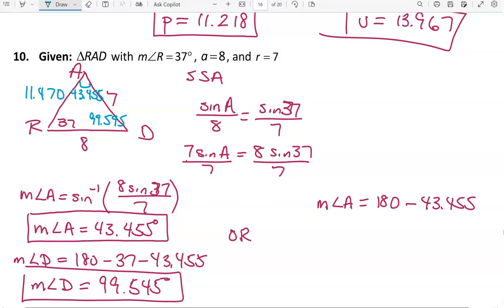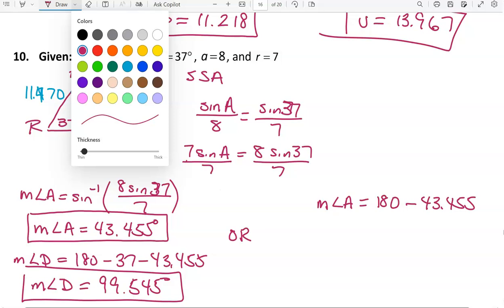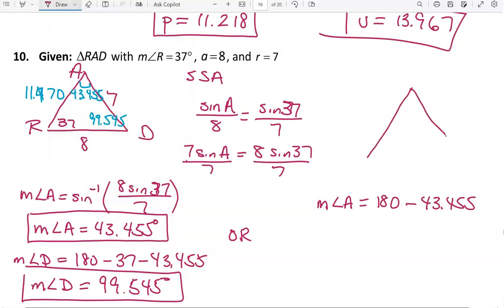and I'm going to investigate to make sure that our largest side, which is the one we just found, is opposite the largest angle, 99.545, and our smallest side, 7, is opposite the smallest angle, R, which is 37 degrees. Answer seems to make sense. Let's go back over to our second solution. Whenever we have an SSA case, we have to remember that we may have a second solution. I'm going to recopy the diagram of triangle RAD and put the given information in.